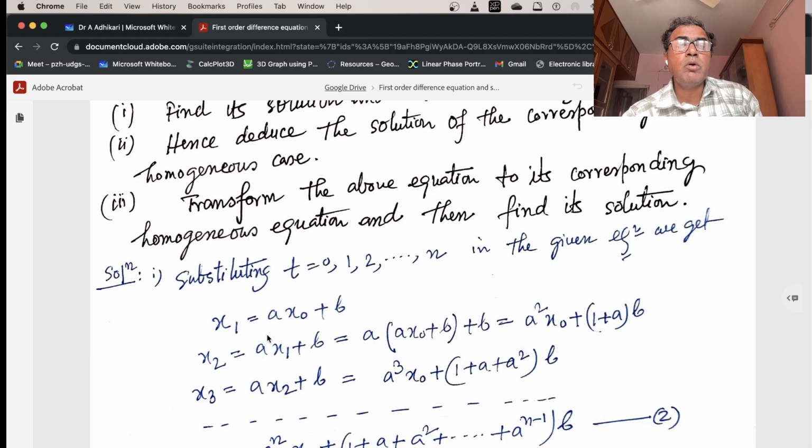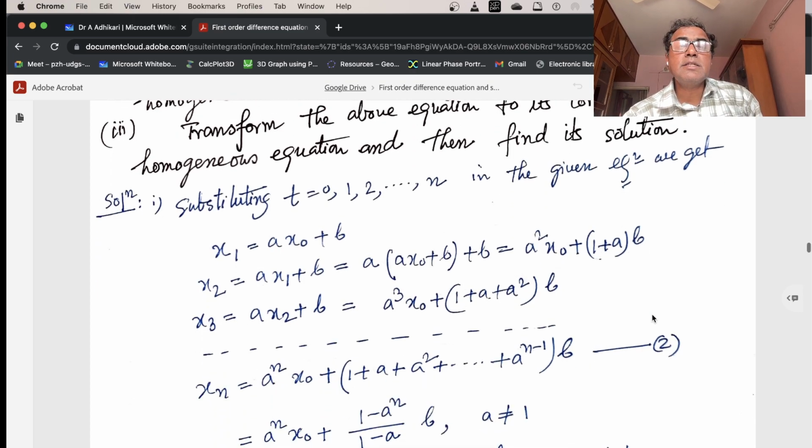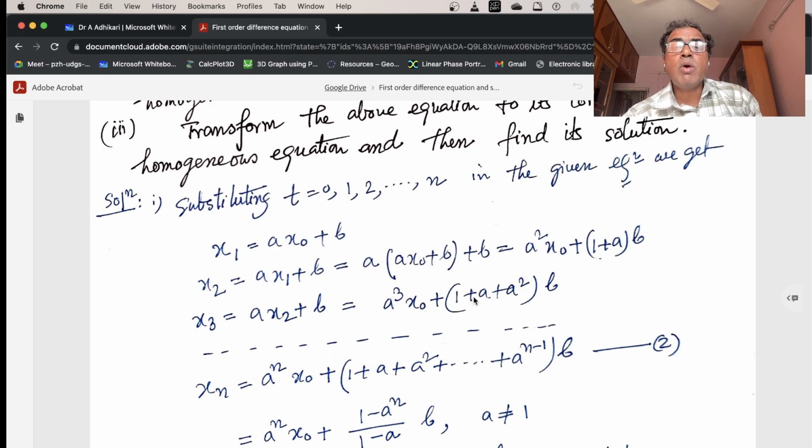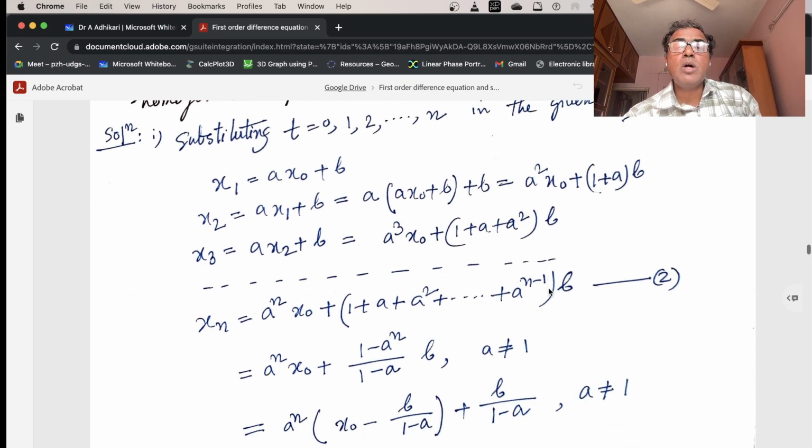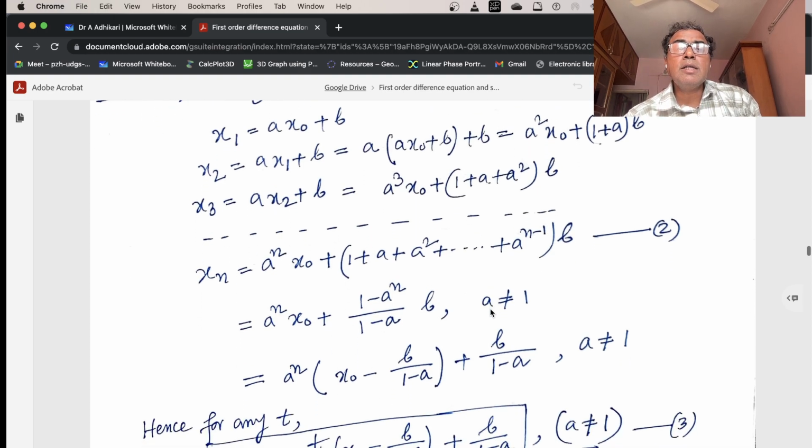We get x1 equal to a x0 plus b, x2 equal to, after simplification, a square x0 plus (1 plus a) into b, x3 equal to a cube x0 plus (1 plus a plus a square) into b. So ultimately we get x_n equal to a to the power n x0 plus (1 plus a plus a square plus dot dot plus a to the power n minus 1) into b. This is a finite series, equal to (1 minus a to the power n) by (1 minus a) when a is not equal to 1.